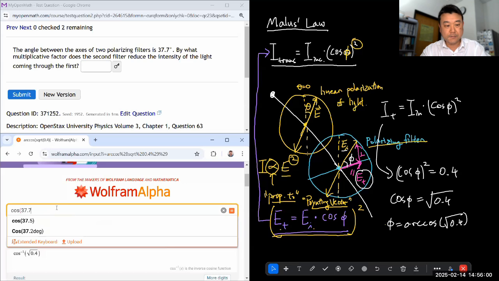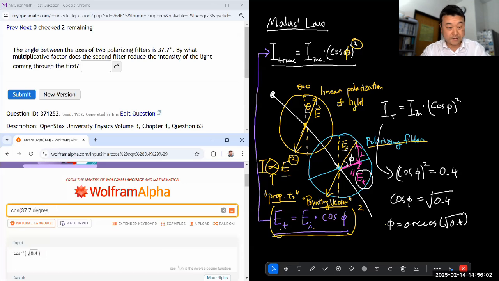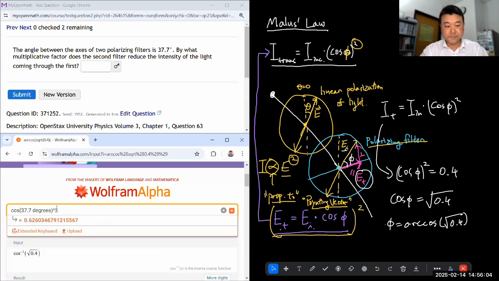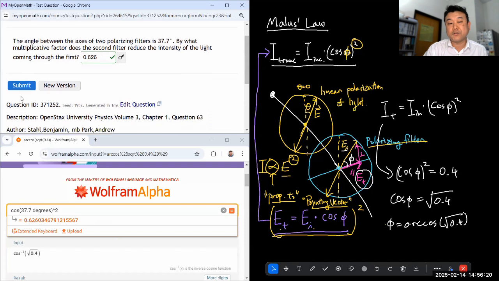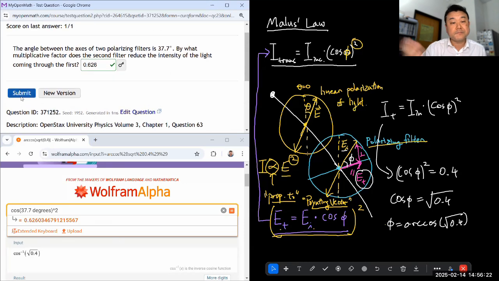Cosine of 37.7 degrees, squared. 0.626. Because this time I don't have to do the conversion from radians to degrees, this should be exactly 0.626. It didn't ask for a percentage. If it had asked for a percentage, I would multiply this by 100, but here it's just a multiplicative factor. So that's the third and last question.